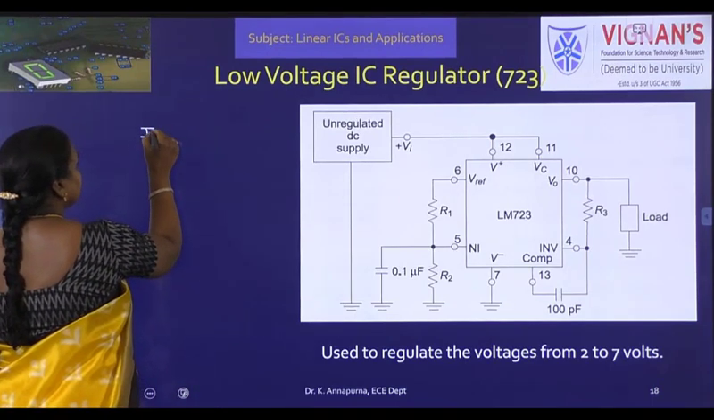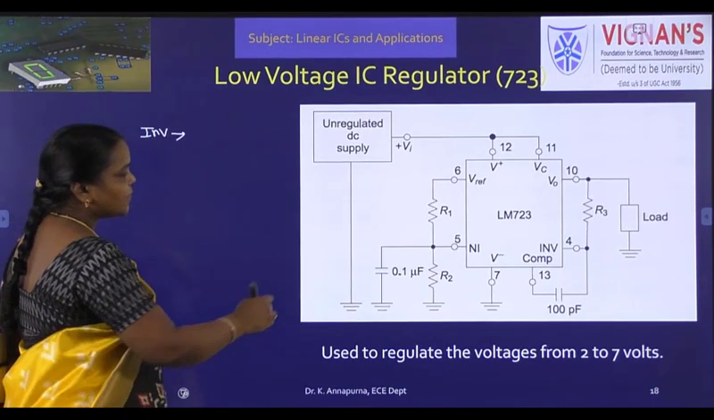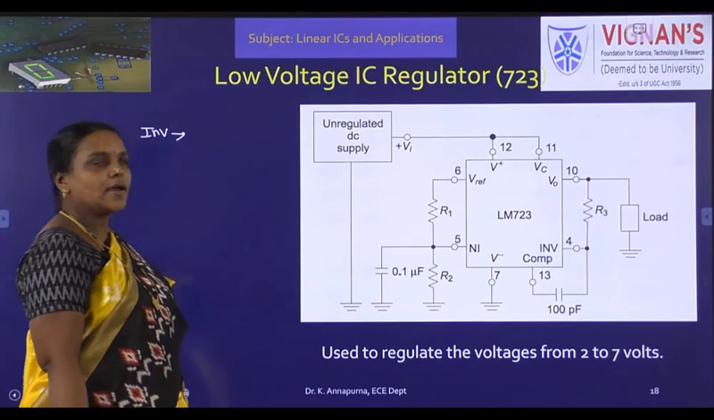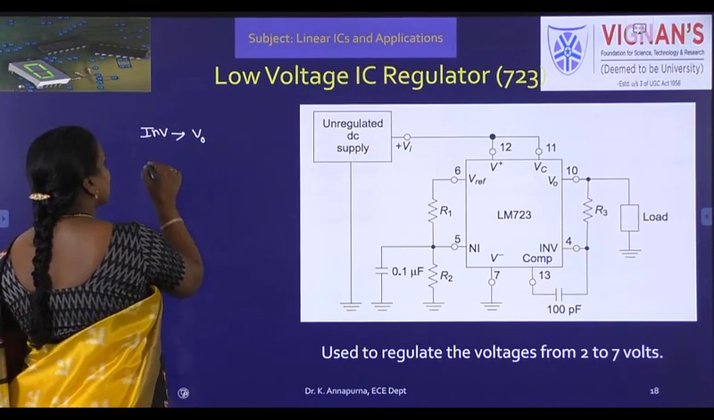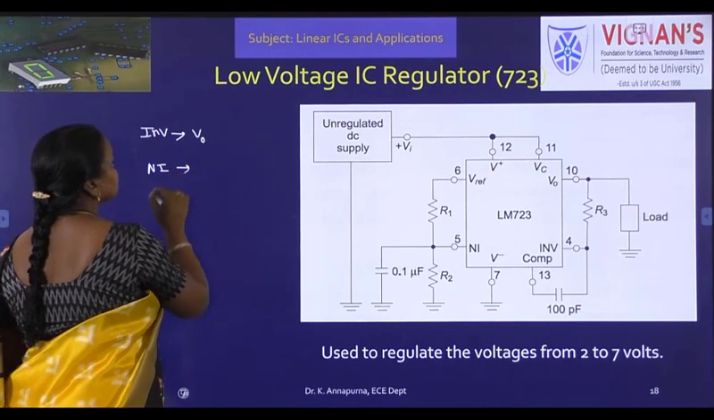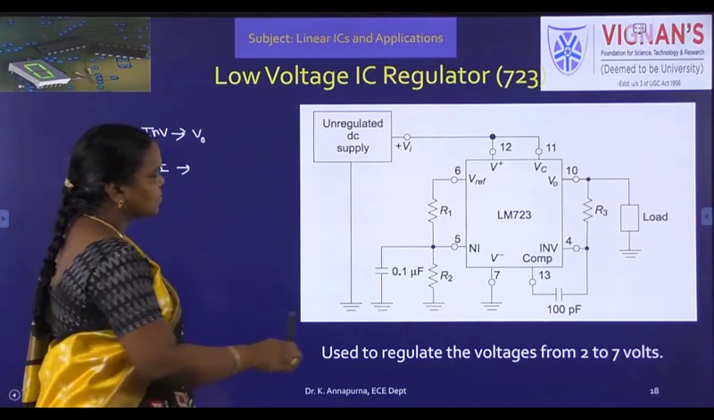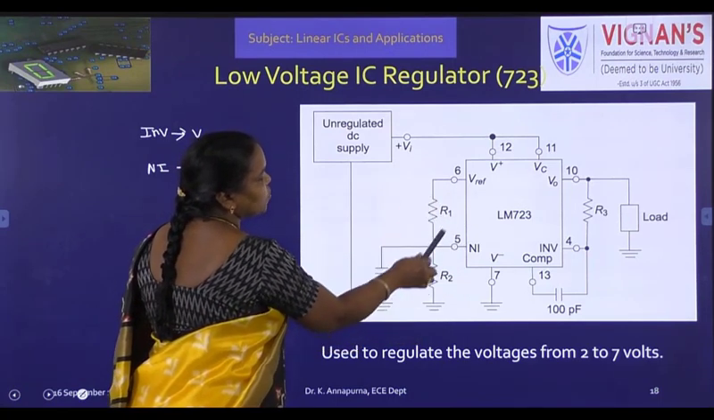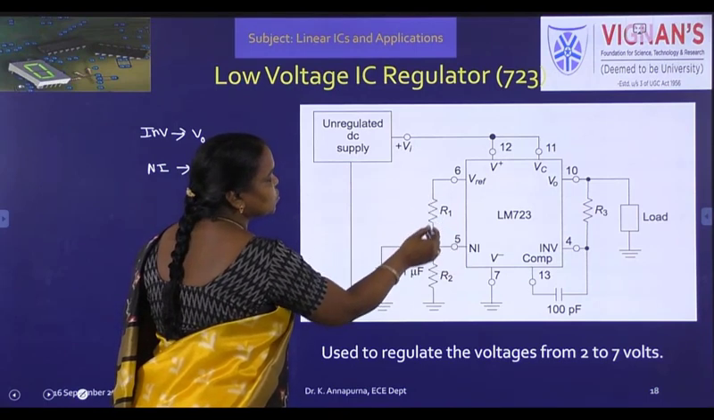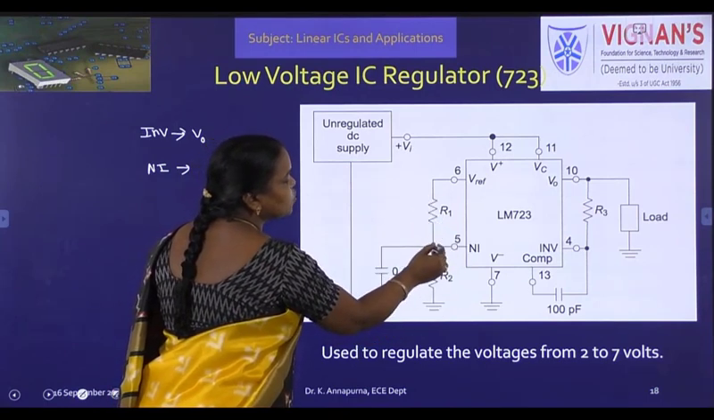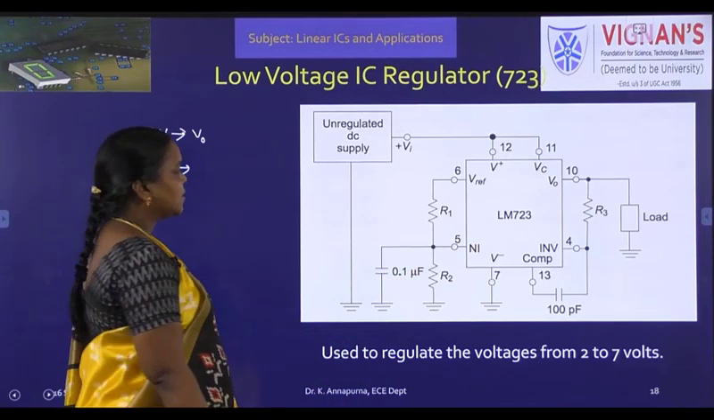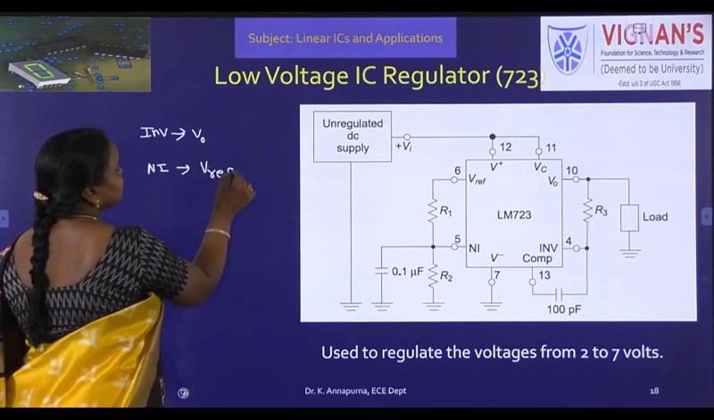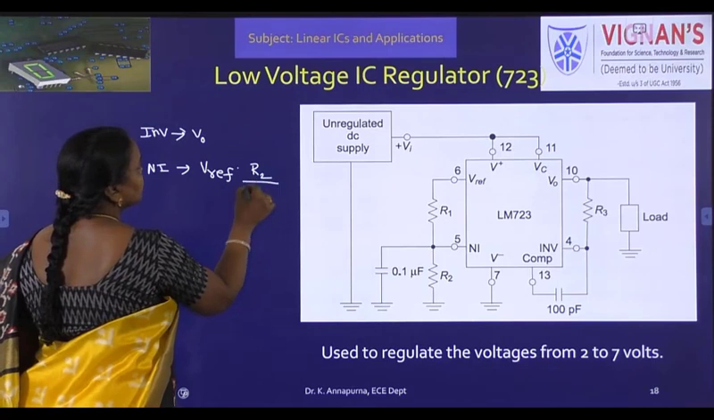So in the low voltage regulator here, the inverting pin is supplied with what voltage? The inverting pin is given directly V0. So V0 is applied to the inverting pin, and the non-inverting pin is supplied with part of the reference. Okay, so no current is flowing into the non-inverting pin, which means these two are in series, and the drop across this R2 is applying to the non-inverting pin. That means non-inverting is supplied with V reference into R2 by R1 plus R2, right?